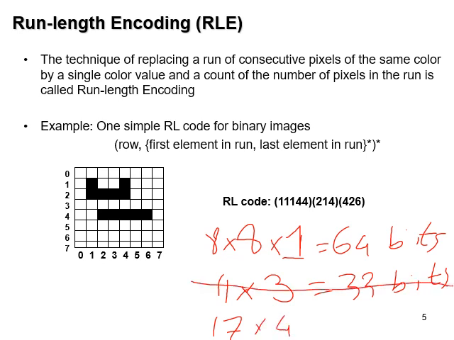This would be more accurate than this, okay? 17 multiplied by 4, this is now 61 bits. So instead of representing the image in 64 bits, you now have 61 bits. Someone might argue that, okay, you're only saving 3 bits by doing that. Yes, that's true, but it depends on the image.